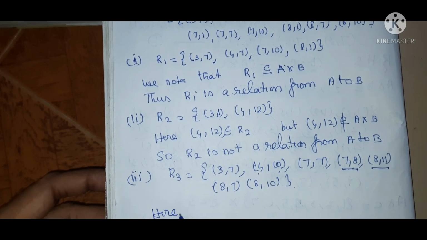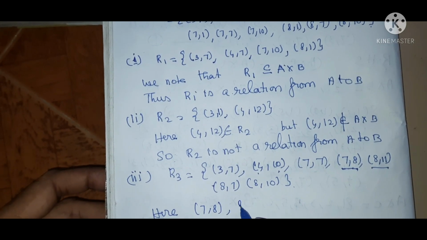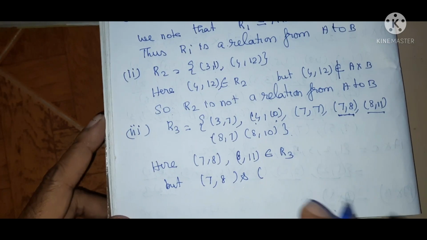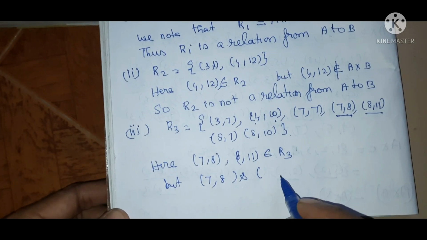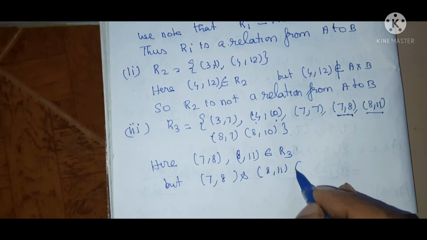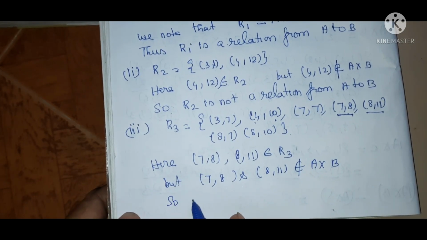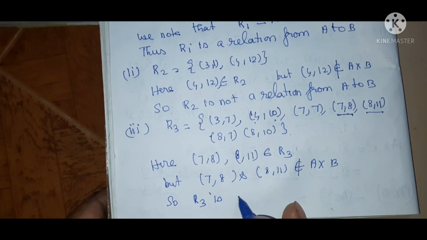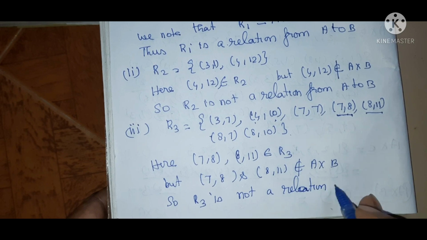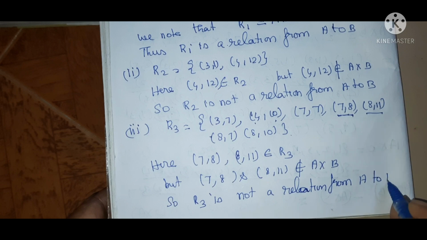Here (7, 8) and (8, 11) belong to R3, but (7, 8) and (8, 11) do not belong to A cross B. So, R3 is not a relation from A to B.